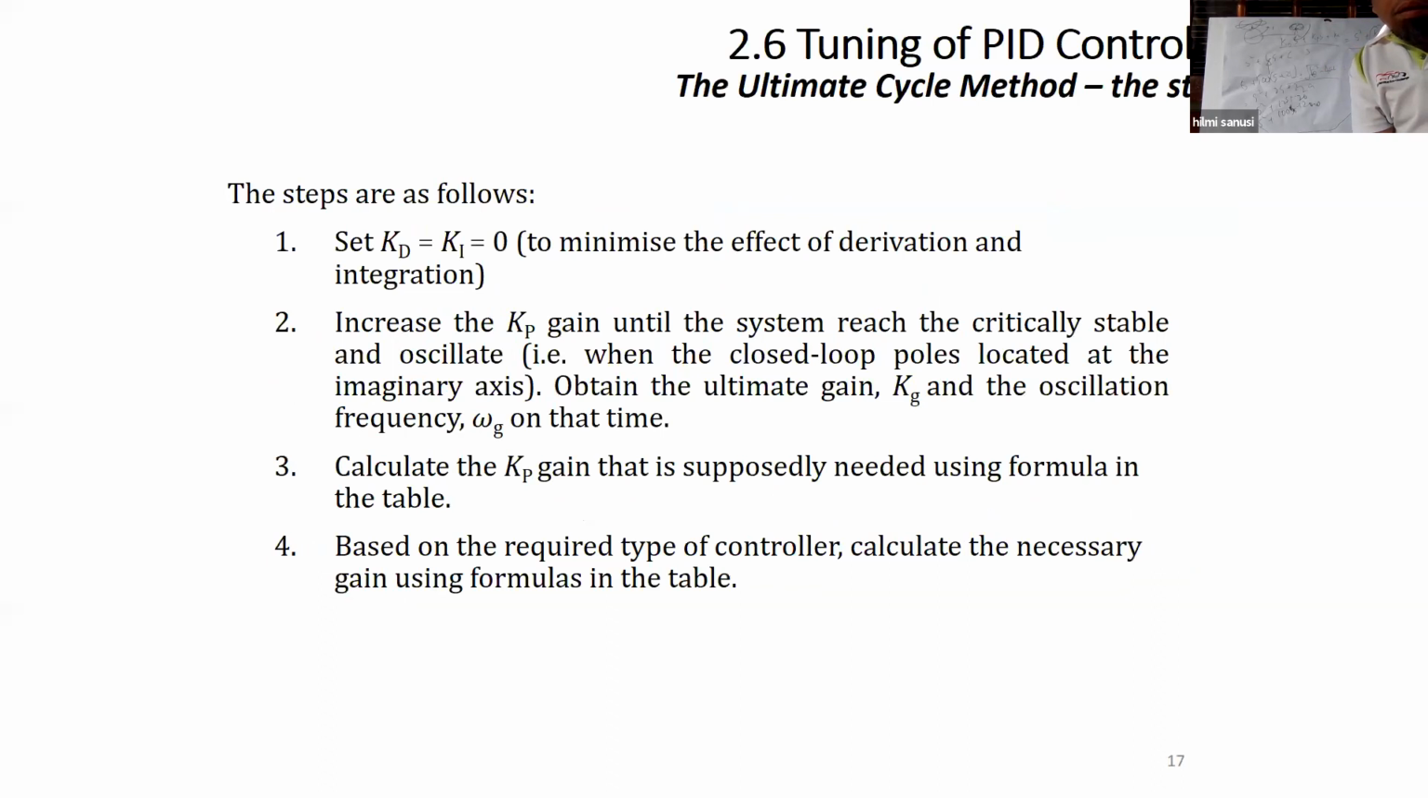Okay. So we set KD and KI to be 0. This is to minimize the effect of derivative and integration. And then we increase the gain until the system reaches critical stability and oscillates. This is called the oscillation method. In the past, they just turned knobs.